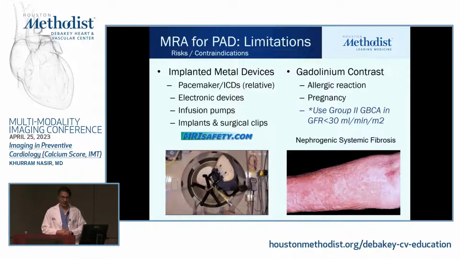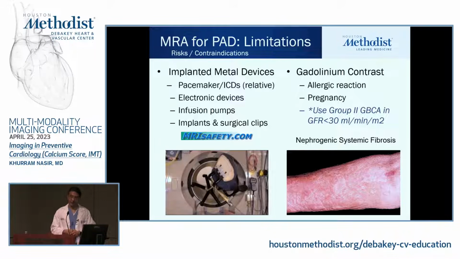Gadolinium, that's an interesting issue, and a lot has been moving in that sphere as well. Before, I used to show a slide where GFRs less than 30 was a contraindication. But now more and more data is showing that you can use group 2 GBCAs in patients who have GFRs less than 30, because there have been very, very low reports of the development of nephrogenic systemic fibrosis.